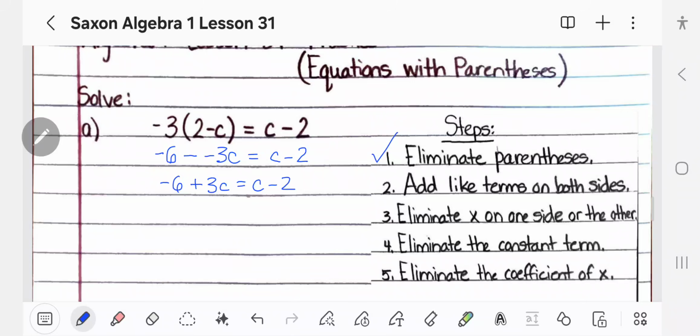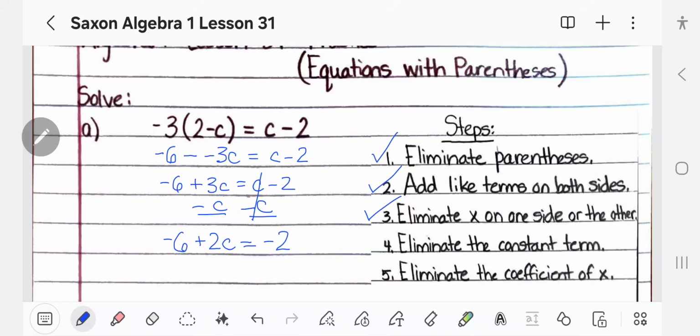We eliminated the parentheses. Now we're going to add like terms on both sides. No like terms here, no like terms here. So we get to skip that step. Eliminate x on one side or the other. Well, they're talking about the variable here, so c. We can subtract 3c from both sides or subtract c. I would rather subtract c from both sides. So I have negative 6. 3c's minus 1c is a positive 2c, and that equals negative 2.